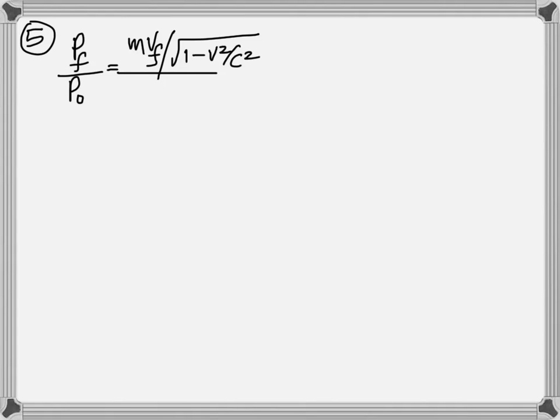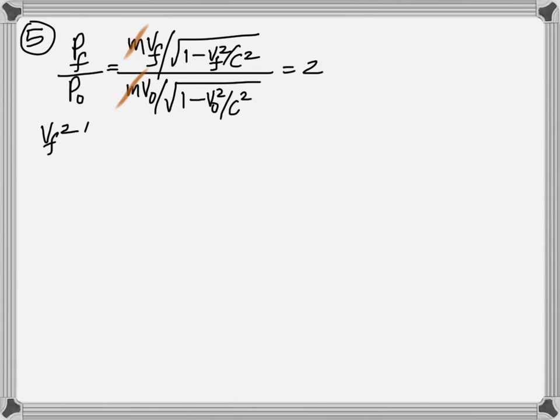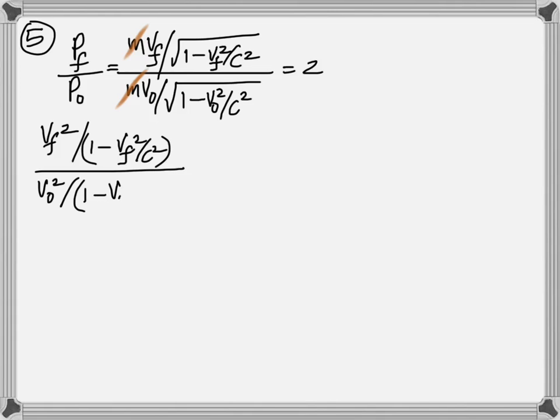So that's why you find that. And then do the same with the initial momentum. The masses can be cancelled, and that gives us 2. Square all of it to get rid of the square root. So the right hand side squares and becomes 4.